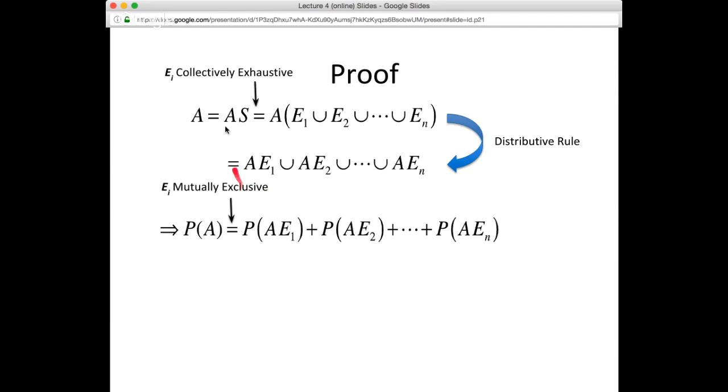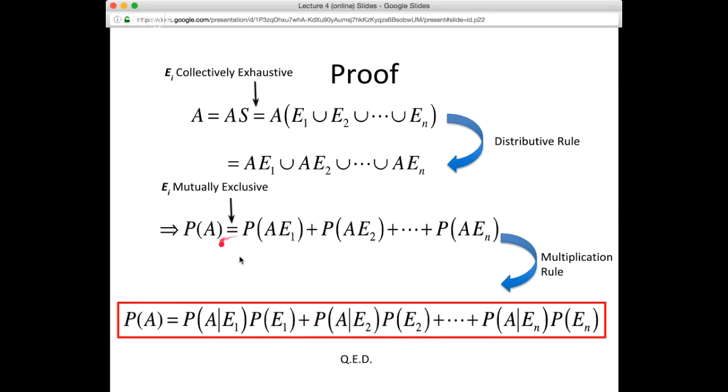And so we can take the probability of both sides of this equation, and because these events are mutually exclusive, that means that the probability of A is going to be just the sum of these events. We don't have to worry about cross terms or anything. And now we have on the right-hand side these terms that involve the probability of the intersection of two events, and so we can use the product or the multiplication rule to express them in terms of conditional probabilities. And this, my friends, is exactly the theorem of total probability. So that's how it was derived.